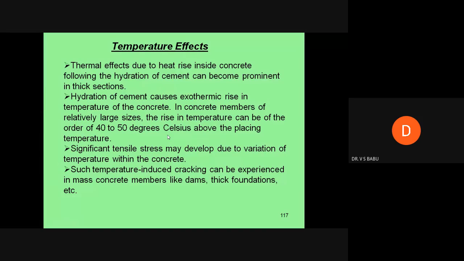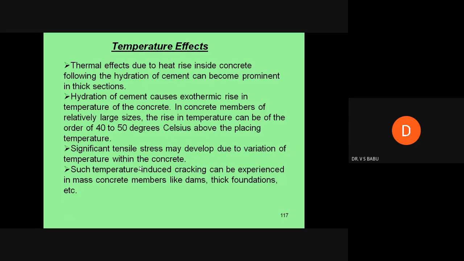If you are placing the concrete in such situations, what happens? Generally there is a gradient: at night time it goes to cold temperature and in the daytime it is very high. Significant tensile stresses may be developed due to the variation of temperature. Because of the temperature gradient, your concrete will be exposed to freezing and thawing. So because of these reasons, temperature is also one of the factors for the deterioration of concrete.